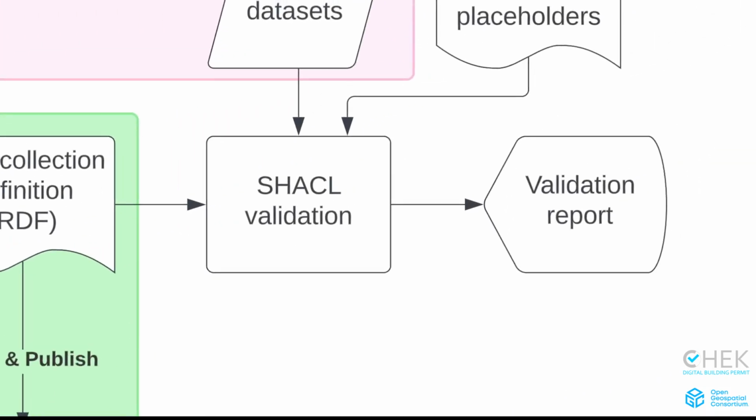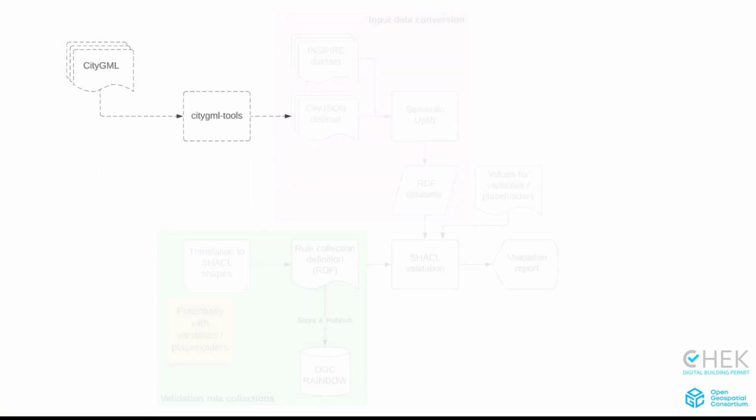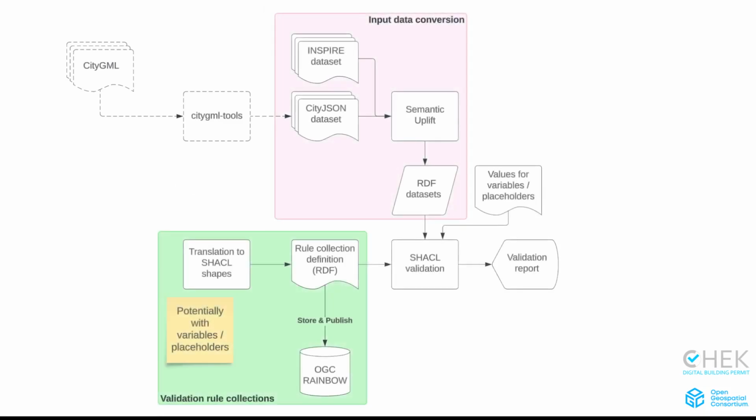Running a validation job requires selecting the input data files and one or more rule collections, as well as filling in any input parameters defined by the collections, at least the required ones. Once validation is finished, a machine-readable report will be returned by the service. This report can then be presented to the user in a human-readable format. Additionally, we can validate other formats, such as CityGML, by converting it first into CityJSON, in this case using the CityGML tools library.